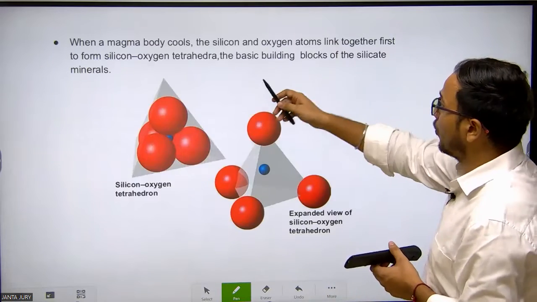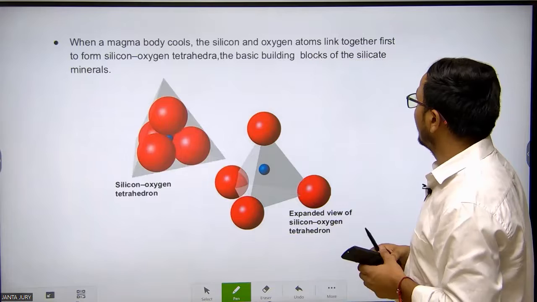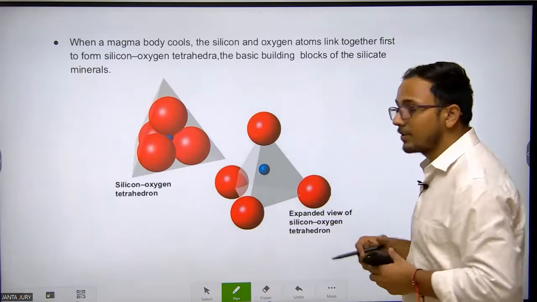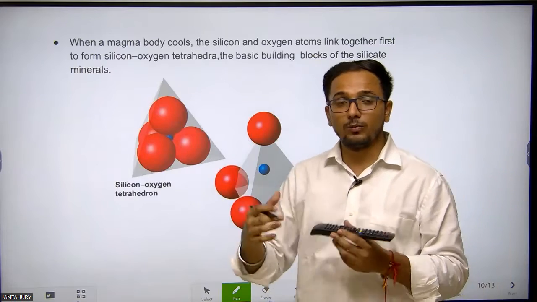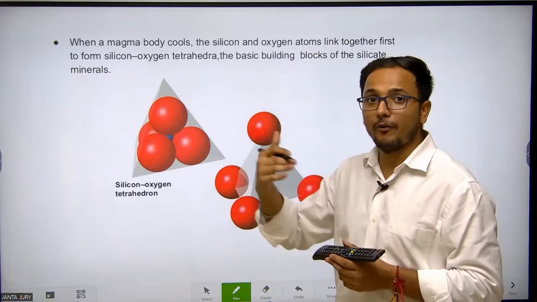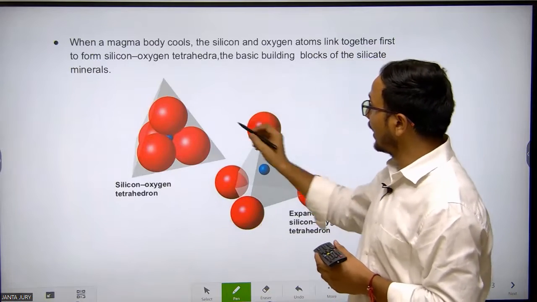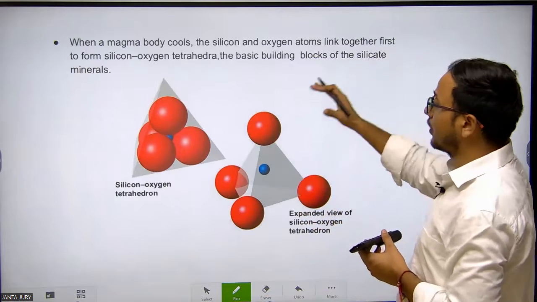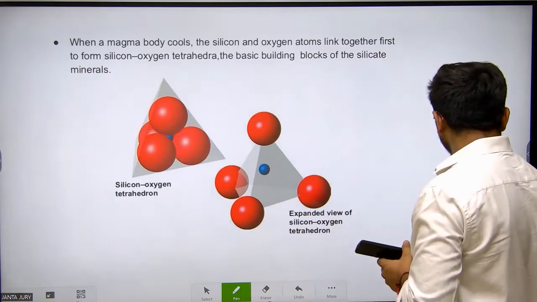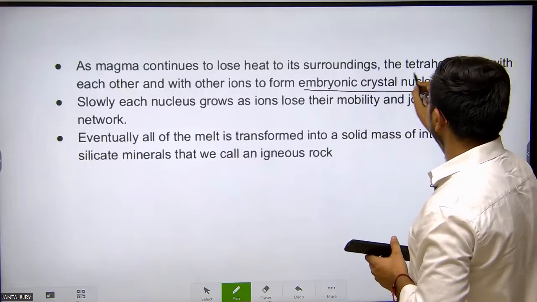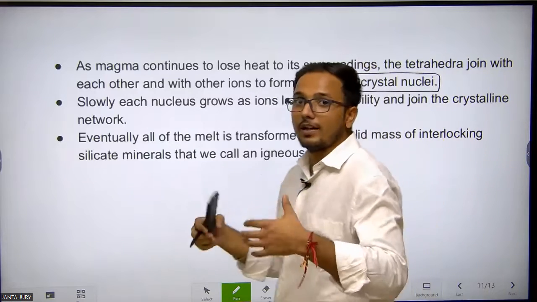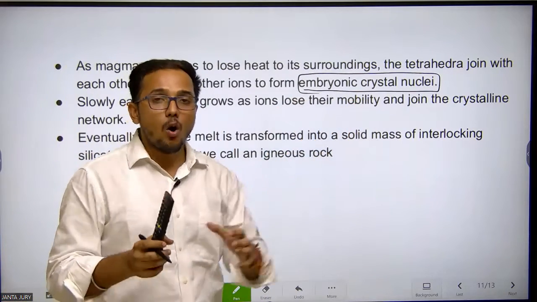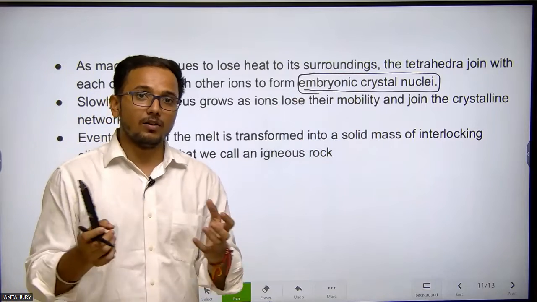You will understand this through the following: when a magma body cools, the silicon and oxygen atoms link together, and they form a silicon-oxygen tetrahedron. Because cooling is a continuous process, they keep bonding together. These silicon-oxygen tetrahedra start bonding with each other, and even other ions start bonding with them. What do we call them? We call them embryonic crystal nuclei, because just as the whole body develops from an embryonic stem cell, from embryonic crystal nuclei the whole crystallization process is completed and the whole crystal forms.